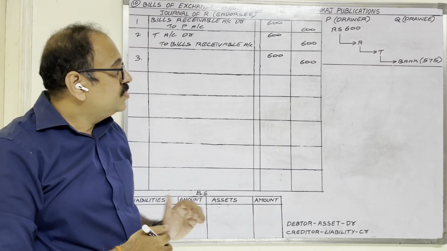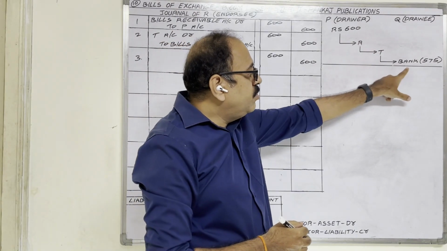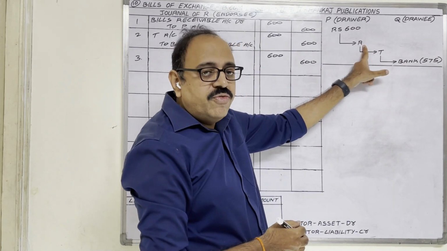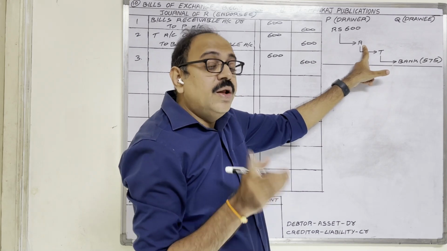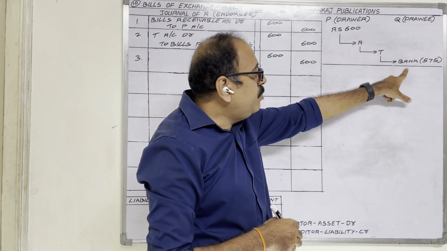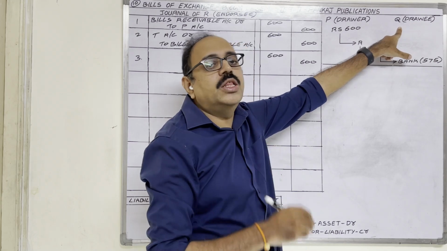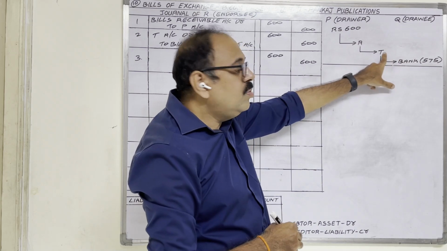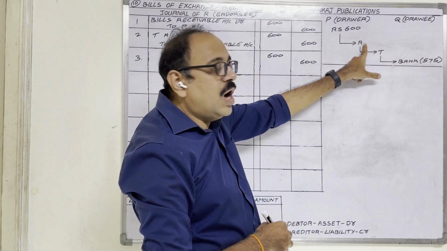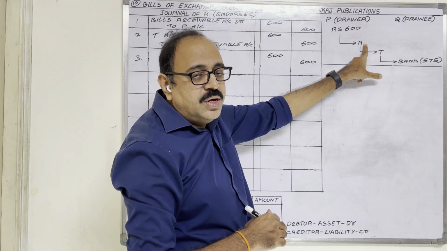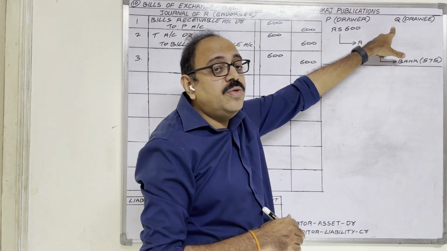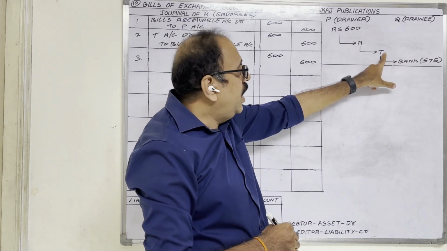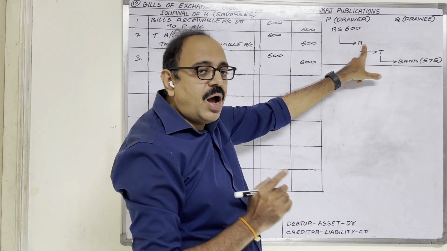Next entry is for T discounted that bill with bank. Transaction is between T and bank. R is not affected. No entry in R's books. Next, what happened? On the due date, bank went to Q. Q dishonored the bill. If Q honors the bill, then bank doesn't come to T, T doesn't come to R. So no entry for honor. But now bill is dishonored, no? Then bank demands that money again from T. Again T demands that money from R only, no?